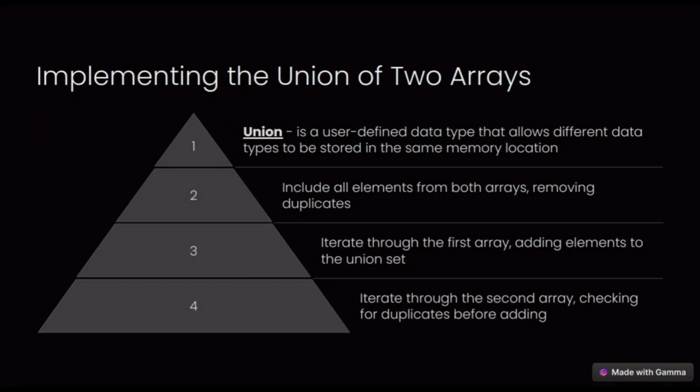Hello, I'm Dhruv Oberoi. I'm going to explain implementing the union of two arrays. First, union is a user-defined data type that allows different data types to be stored in the same memory locations. Second, include all elements from both arrays, removing duplicates. Third, iterate through the first array, adding elements to the union array. Fourth, iterate through the second array, checking for duplicates before adding.